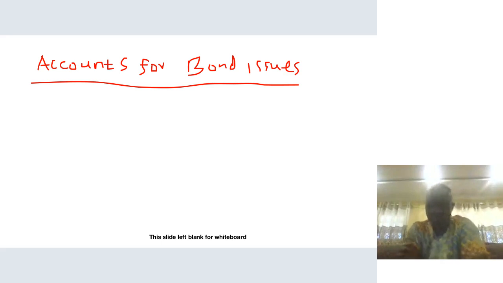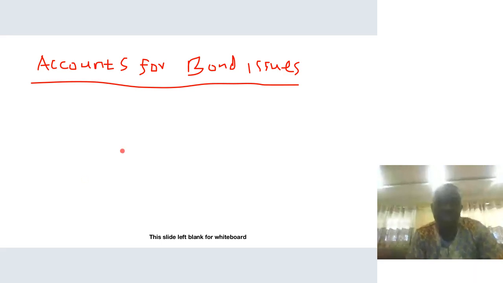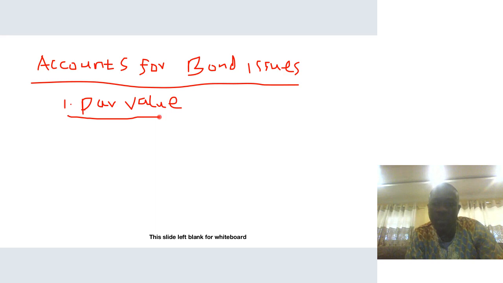So we have three ways in which we can issue the bonds. The first one is par value. Then we have issuance of the bonds at a discount. And lastly, three, issuing the bonds at a premium. So those are the three ways in which we can issue the bonds. So let us start with the first one: issuing the bonds at par value.